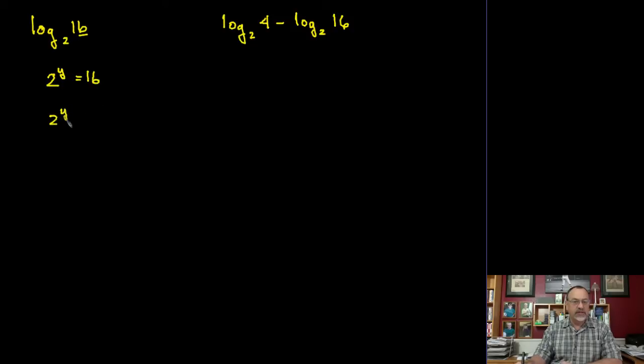and then I need to have the same bases, so I change this 16 into 2 to the 4th, because that's 2 times 2 times 2 times 2, and then once the bases are the same, then the exponents must be the same as well. So I evaluated the expression like that.